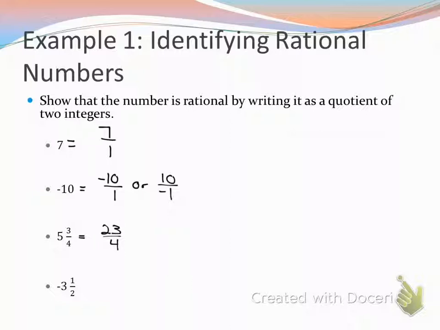Now, on the next one, it's negative, but I still change it to an improper fraction the same way. What's going to be my improper fraction? It'll be 7 over 2. So it'll either be negative 7 over 2, or it'll be 7 over negative 2. Again, as long as you attach your negative to either top or bottom, you're good. And that's how you write numbers as rational by writing them as a quotient of two integers.